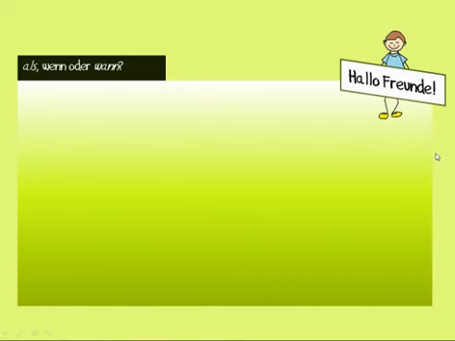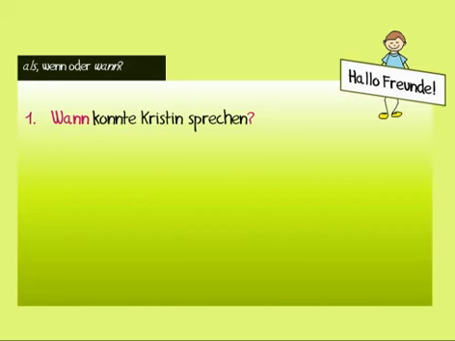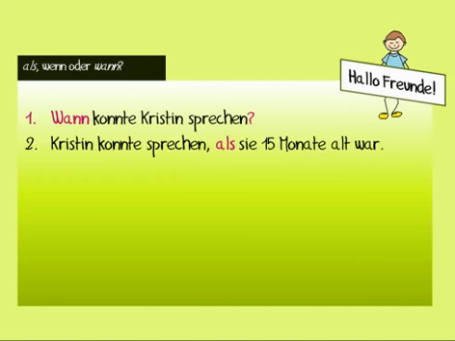Als, wenn oder wann. Wann konnte Christin sprechen? In your mind, try to translate this sentence. Nummer 2. Christin konnte sprechen, als sie 15 Monate alt war. I want you to think about what this could mean.